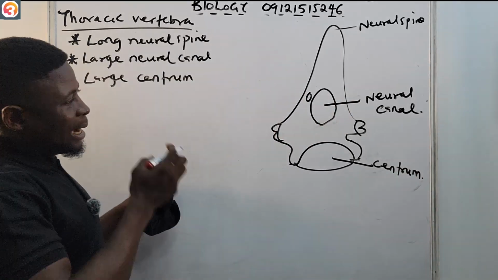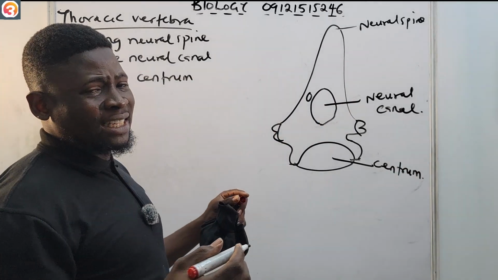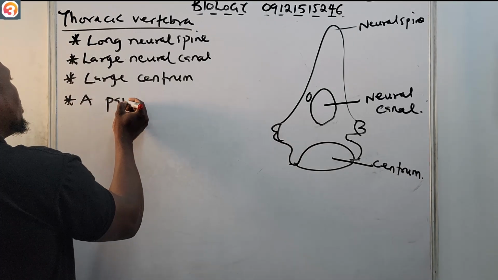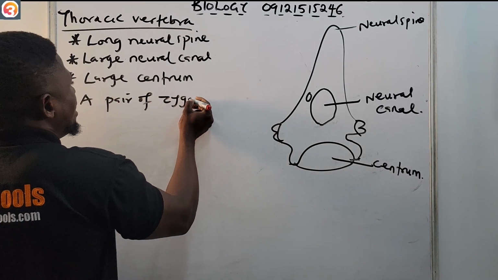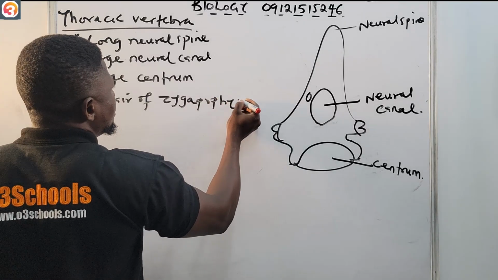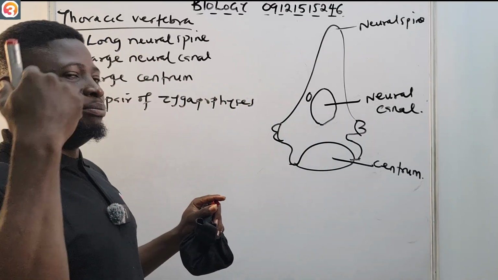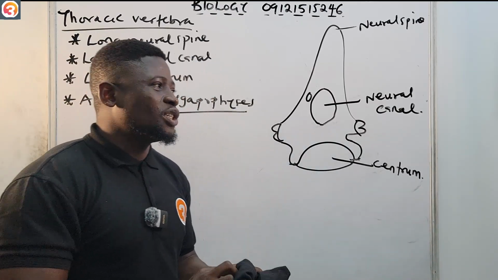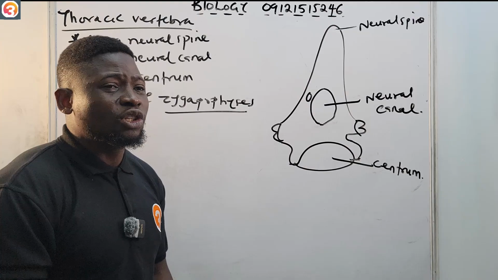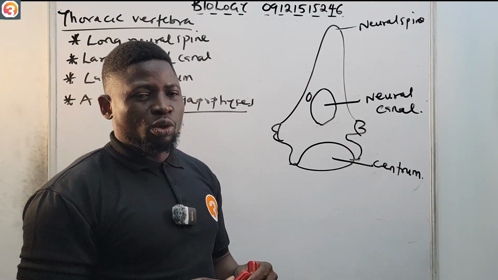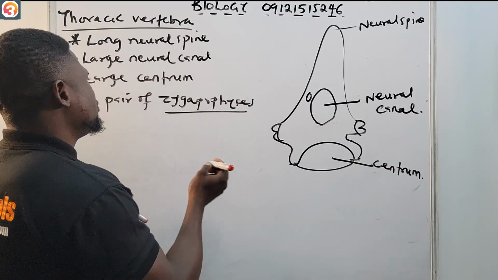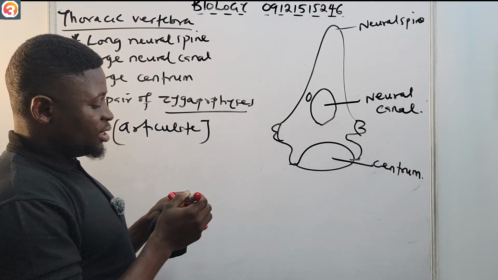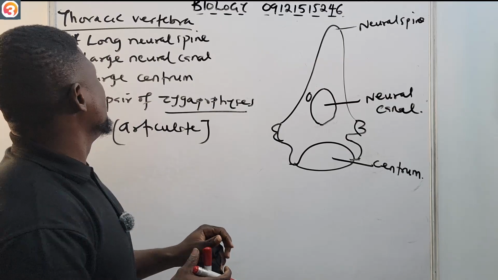What other things is it characterized with? It's also characterized with a pair of zygapophyses at the front and the back. The reason why it has these zygapophyses is for it to articulate with other vertebrae. So these are the parts of the thoracic vertebra.